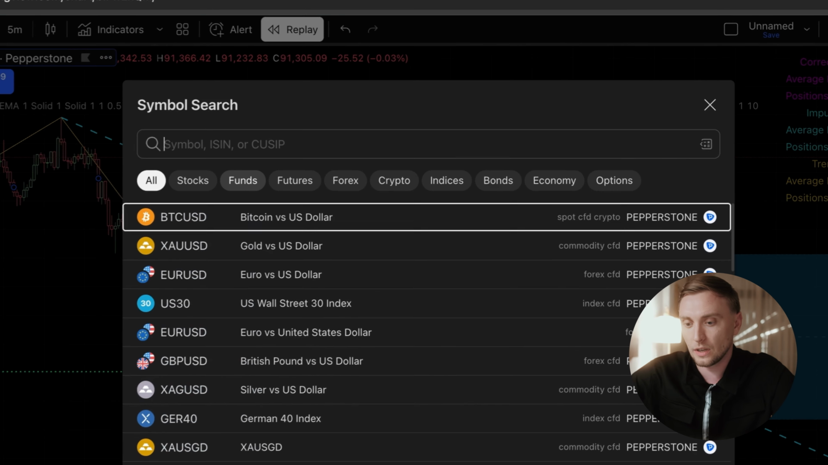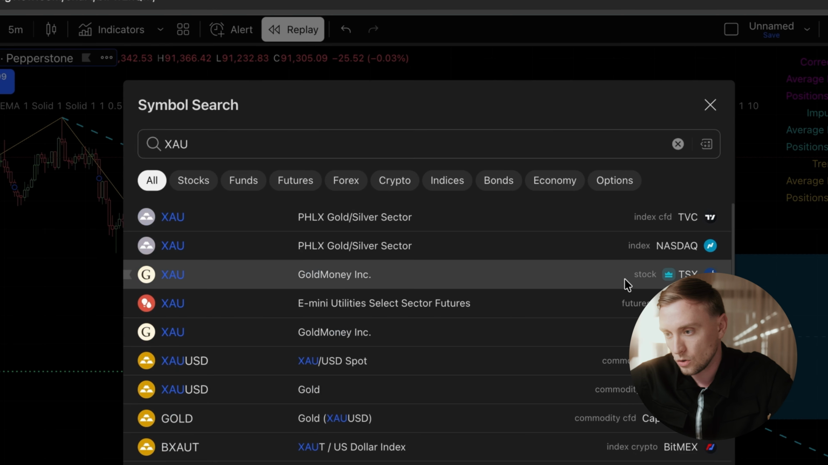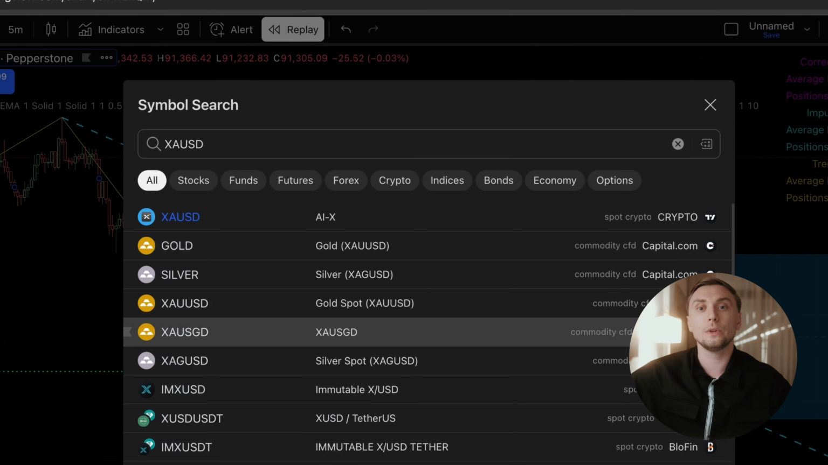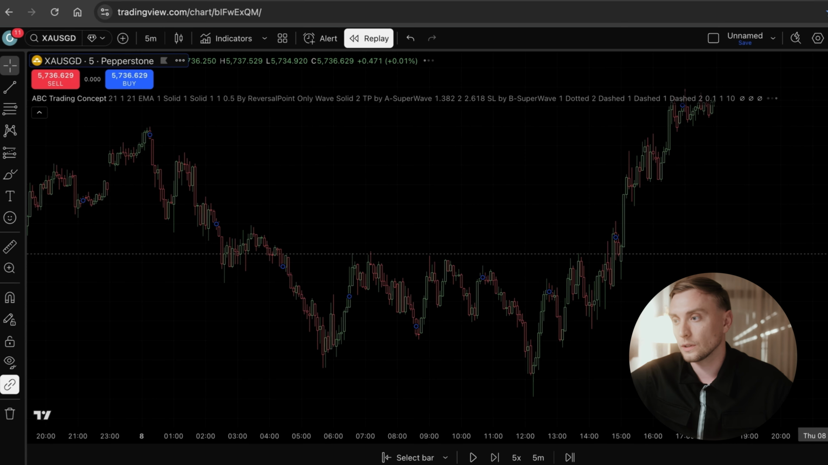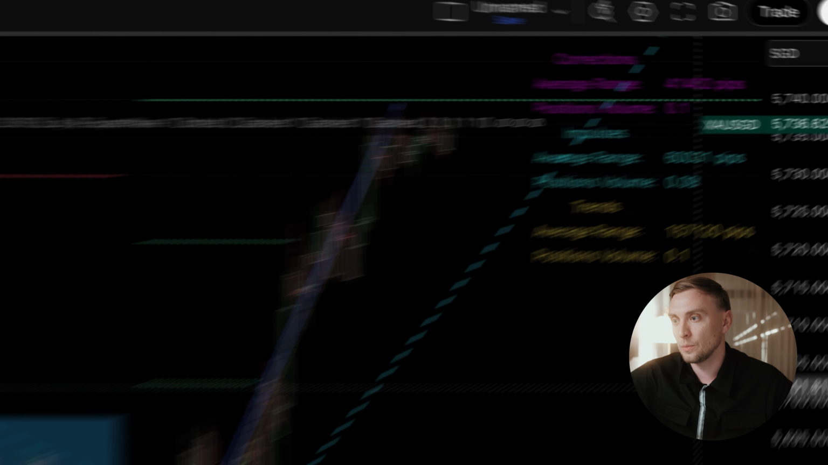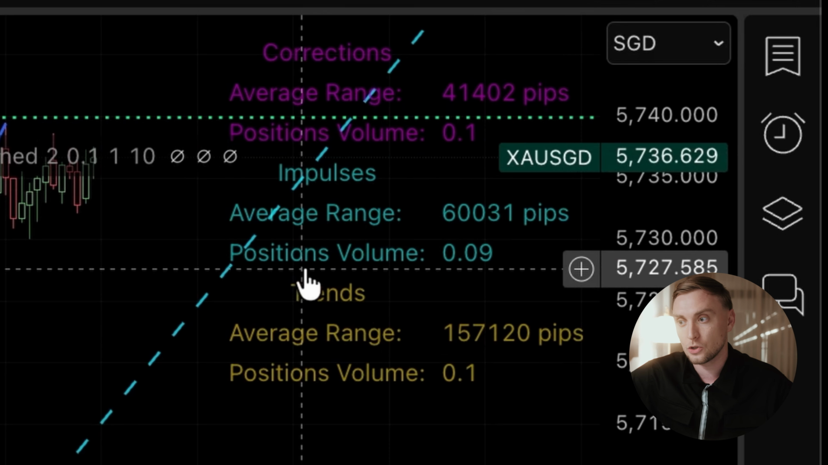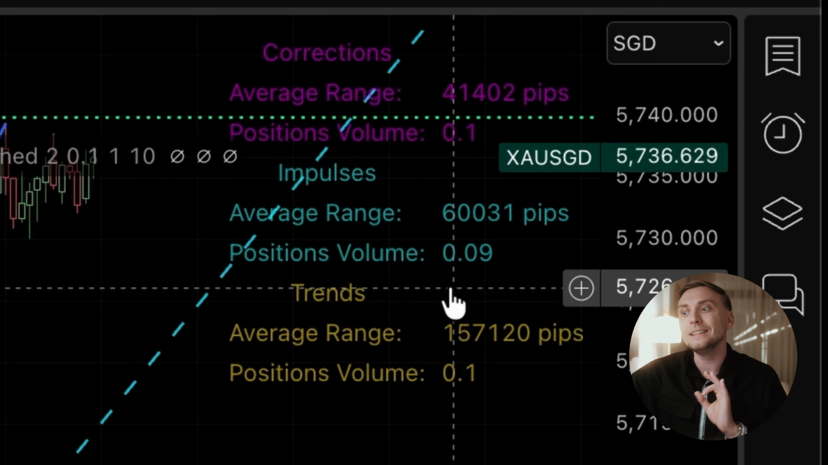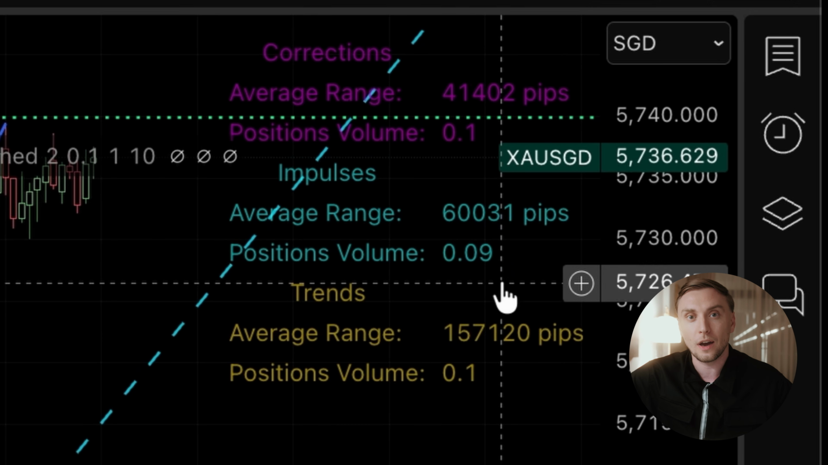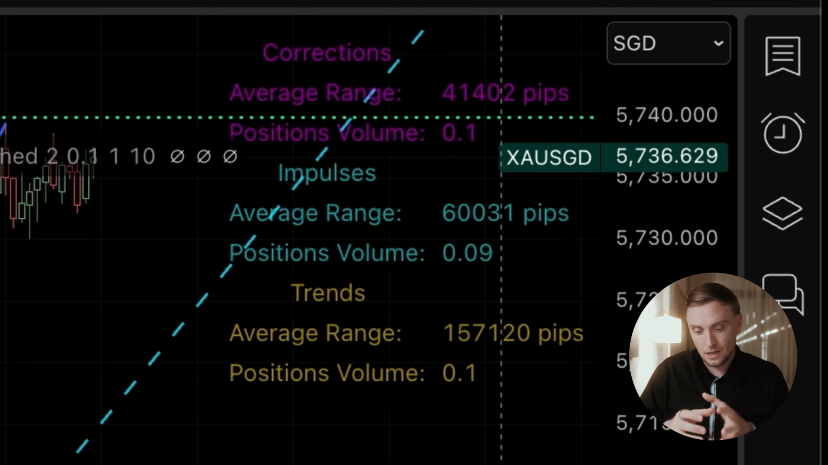For example, here I will open gold, and we can see the recommendation there is different even here. With the impulses it's showing me to open a position a little bit smaller, just 0.09, so it gives me a chance to control the size of my potential risk every time at the same level.